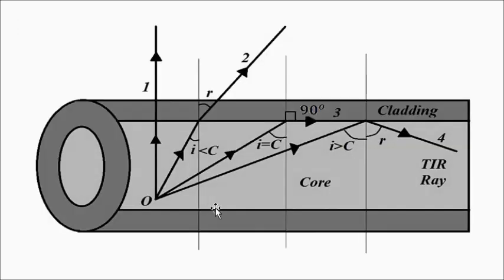So basically the light ray travels in these ways. First, when it is projected perpendicular, it travels straight forward. Then when the angle of incidence is less than the critical angle, refraction happens, which we don't want. When the angle of incidence is equal to the critical angle, the angle of refraction is 90 degrees, which we also don't want. It is this condition which we want: angle of incidence greater than the critical angle, such that total internal reflection happens. It is this fourth case that we want: total internal reflection back into the core.